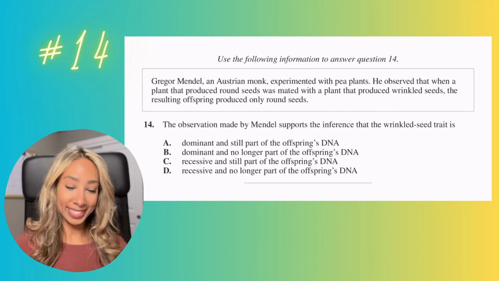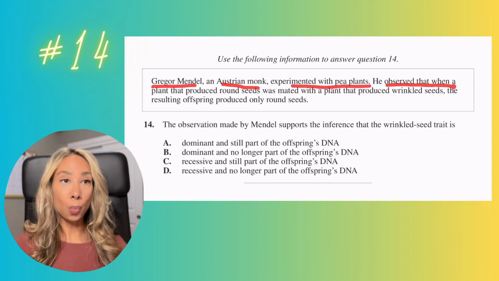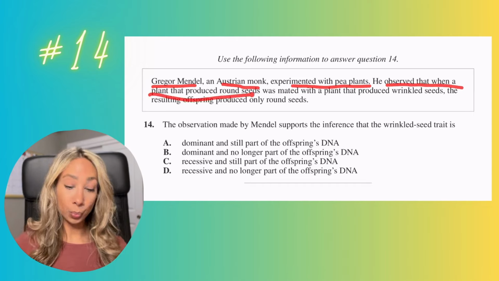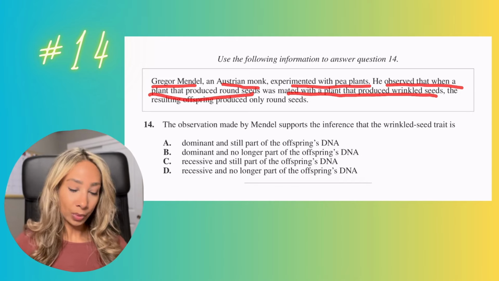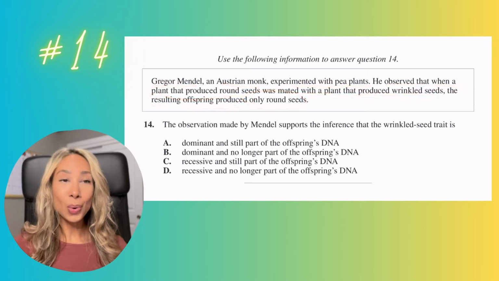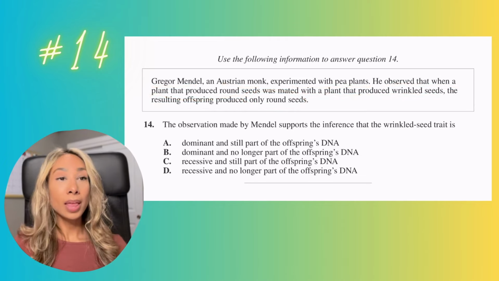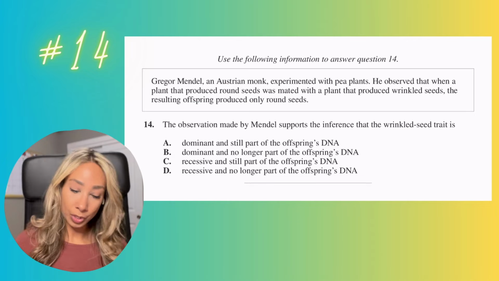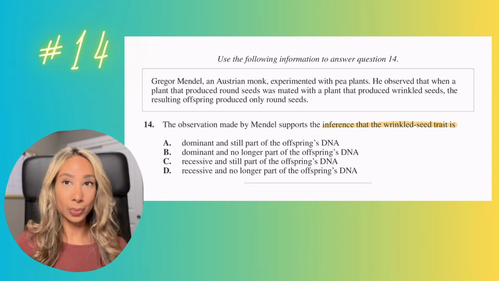Okay, number 14 here. Gregor Mendel, an Australian monk, experimented with pea plants. He observed that when a plant that produced round seeds was mated with a plant that produced wrinkled seeds, the resulting offspring only produced round seeds. Okay, so now we have to use that information to answer the question. The question is asking us, the observation made by Mendel supports the inference that wrinkled seed traits. Okay, so we have to think about those wrinkled seeds.